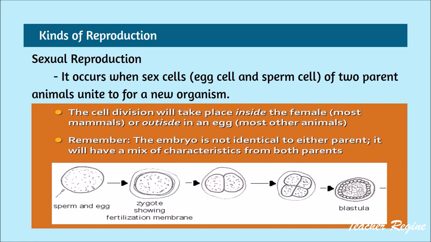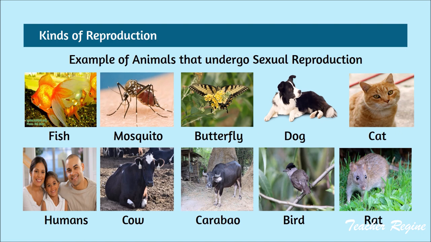Example of animals that undergo sexual reproduction. Fish, mosquito, butterfly, dog, cat, humans, cow, carabao, bird, and rat.